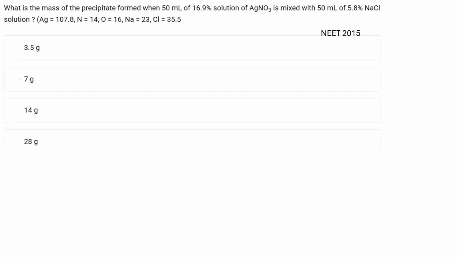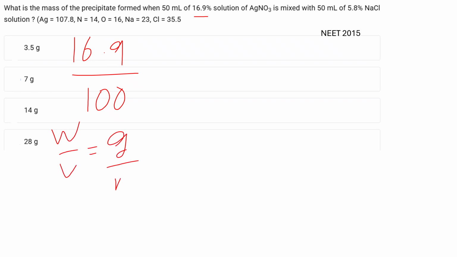16.9% means 16.9 divided by 100. This is a percentage. What is this unit? Weight by volume, which is in the unit of gram per ml. I take gram per ml, not kilogram per liter. Just take gram per ml. Now, 50 ml of 16.9% solution. In the 50 ml.